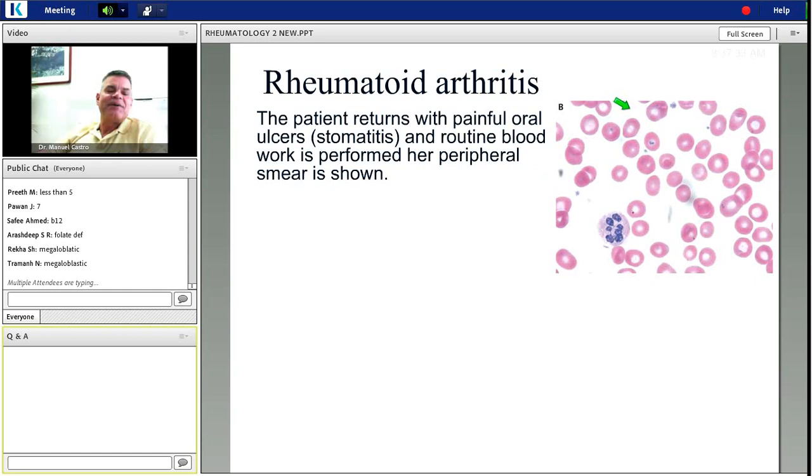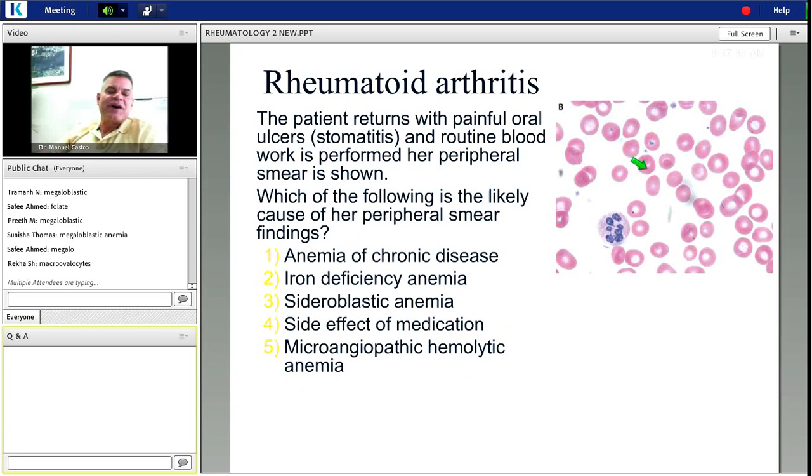Okay, and so based on that, which of the following is the most likely cause of her peripheral smear finding? Is it anemia of chronic disease? No. Iron deficiency anemia? No, right? Sideroblastic anemia. What will we see in the peripheral smear in sideroblastic anemia? What do you see in sideroblastic? Basophilic stippling, right?